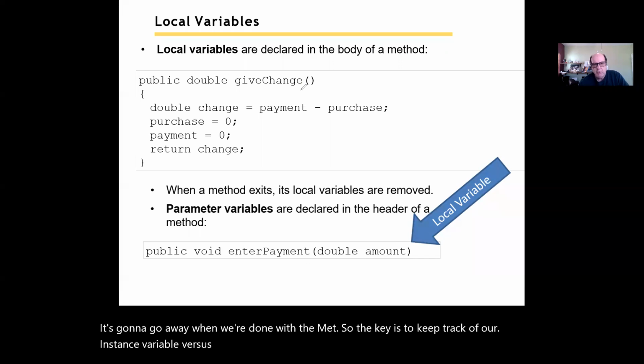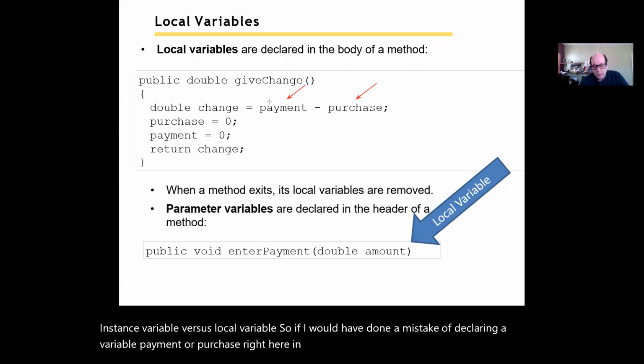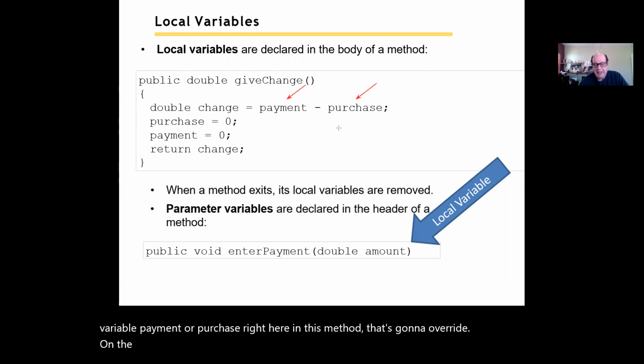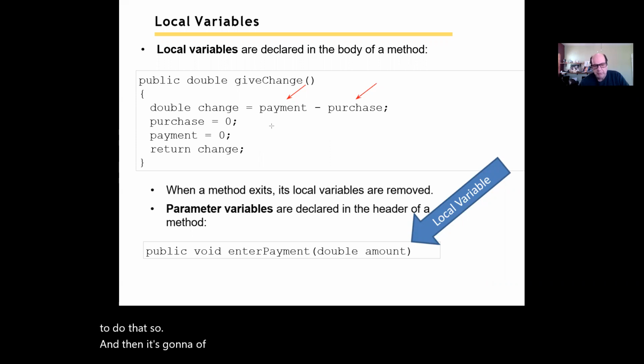If I had made a mistake of declaring a variable payment or purchase right here in this method, that's going to override the payment and purchase that I have in my instance variable. So we're going to be careful not to do that, because it's of course going to cause some problem. The problem is going to be what?